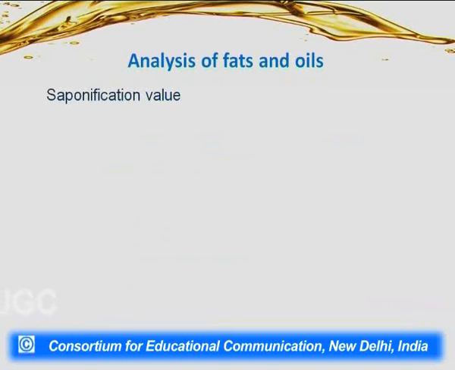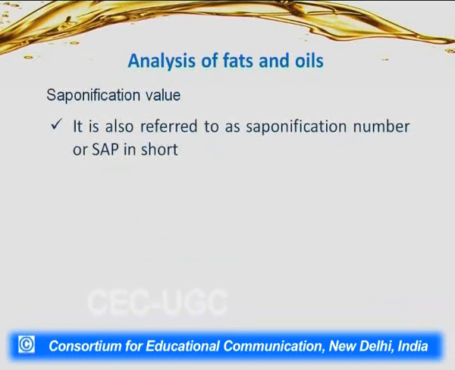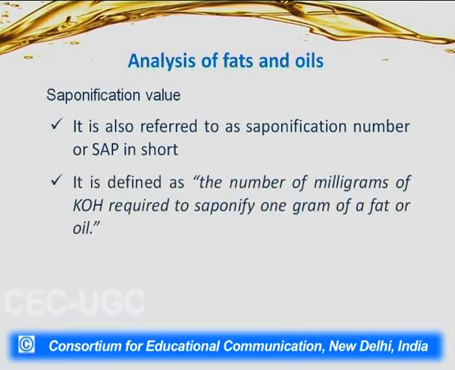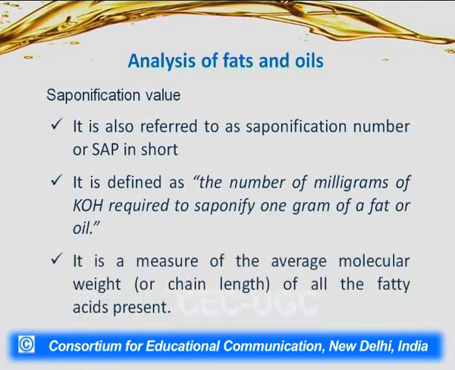Saponification value. It is also referred to as saponification number, or in short SAP, and it is defined as the number of milligrams of potassium hydroxide required to saponify 1 gram of a fat or oil. That means how much KOH is required in order to saponify. Saponification, as we have discussed, means to break all the ester bonds. That gives us a number, which we call the saponification value. It is a measure of the average molecular weight or chain length of all the fatty acids present.